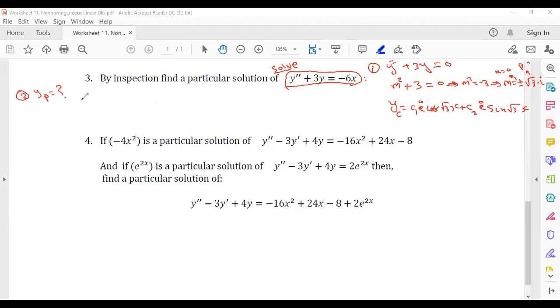Negative 2x. Negative 2x, great. Who is speaking? Rahma, great. Let us check if Rahma is right or wrong.